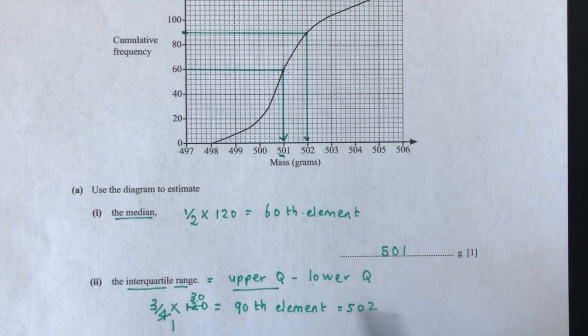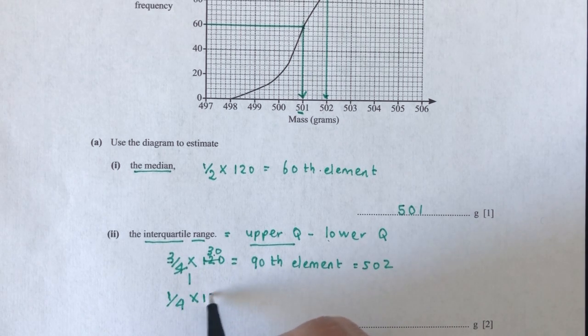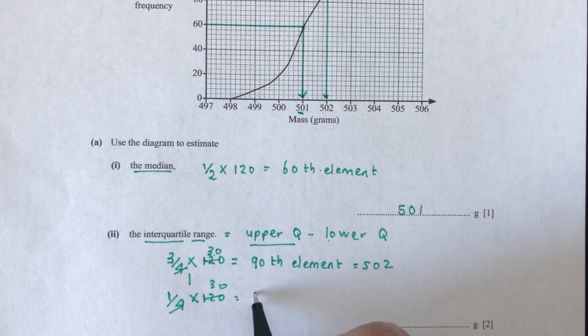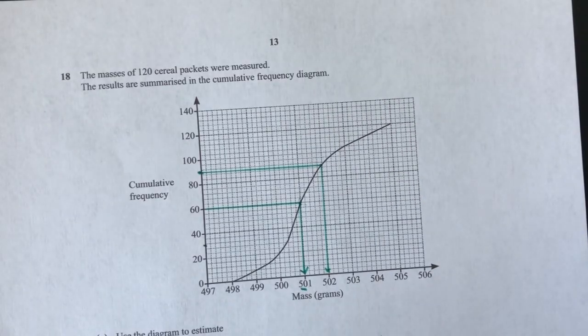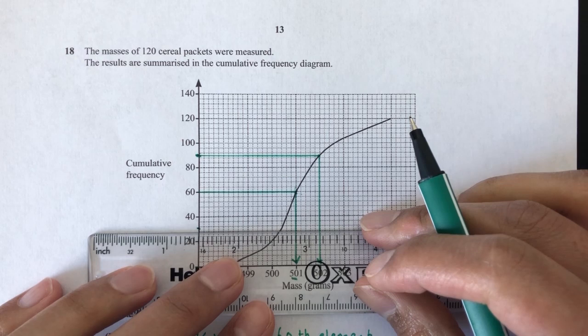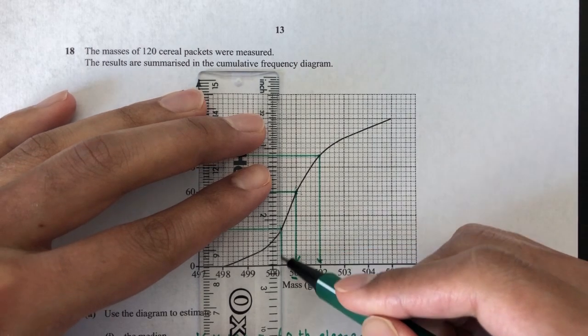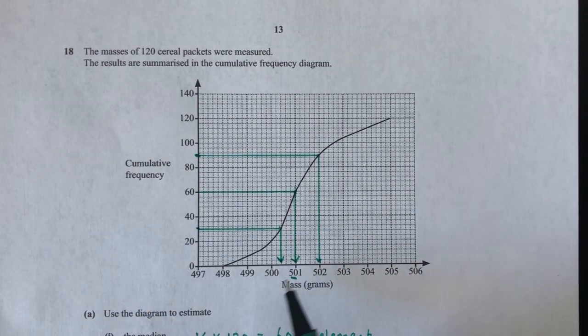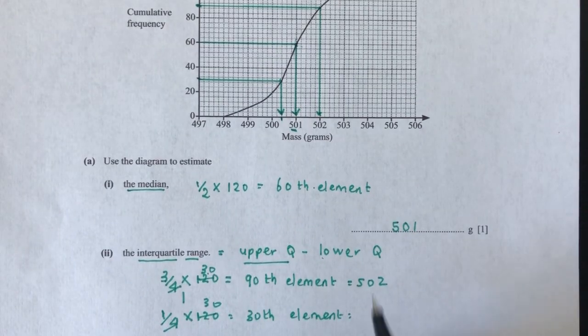So now we have to find the lower quartile. Lower quartile is 1 over 4 times 150, which is the 30th element. So 30th element will be, well, so this is 20, 30 will be about here. So same thing, we will draw a line to cut the curve, and then we will find the answer on the mass axis. So this is 1 gram, so this will be 0.4 gram.